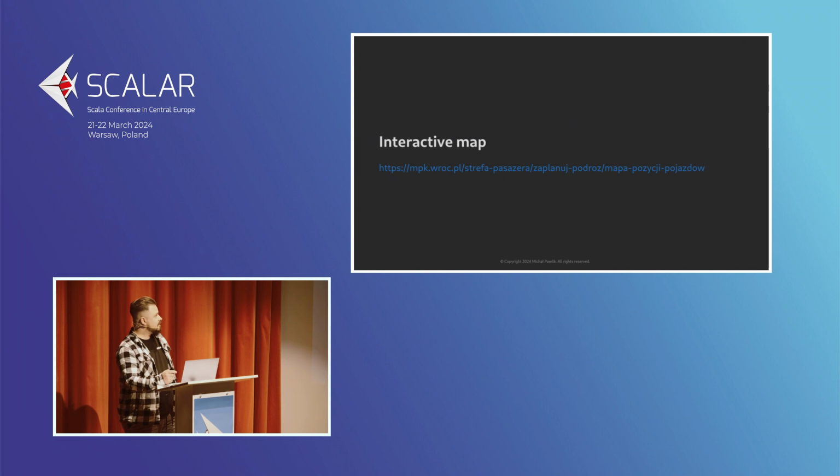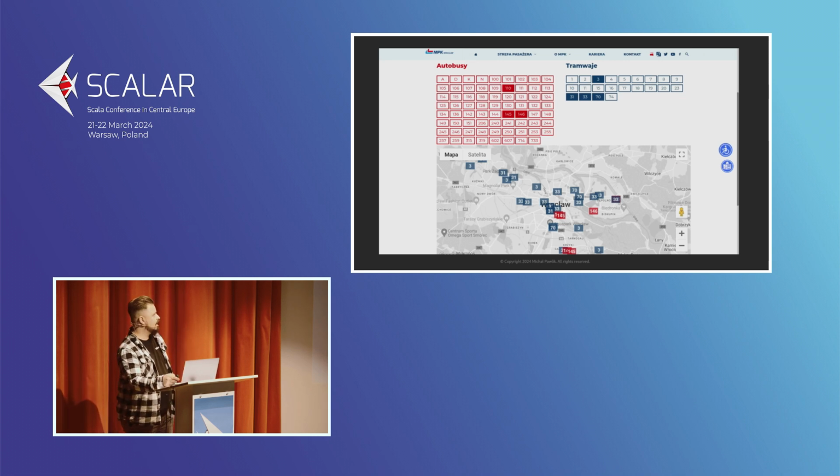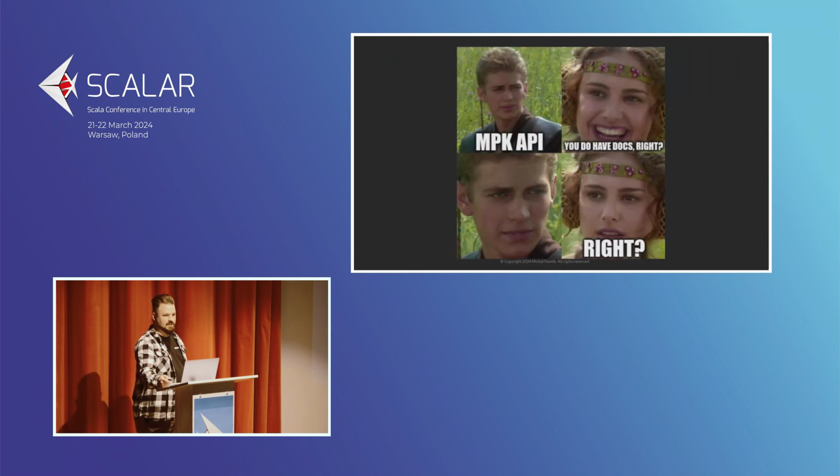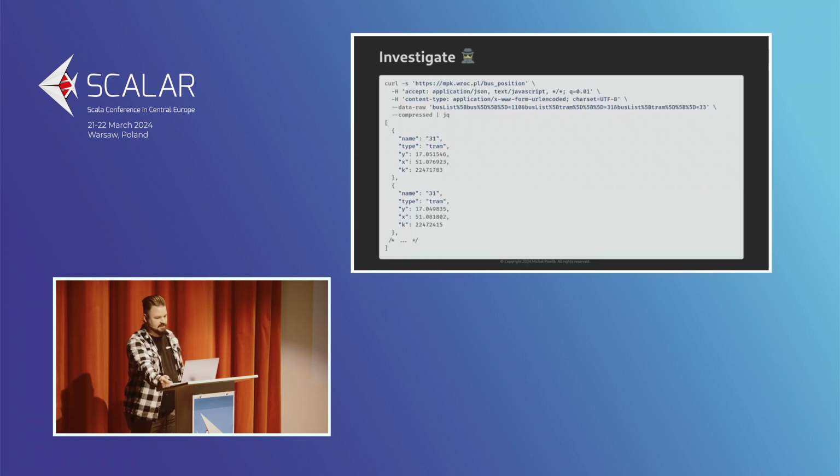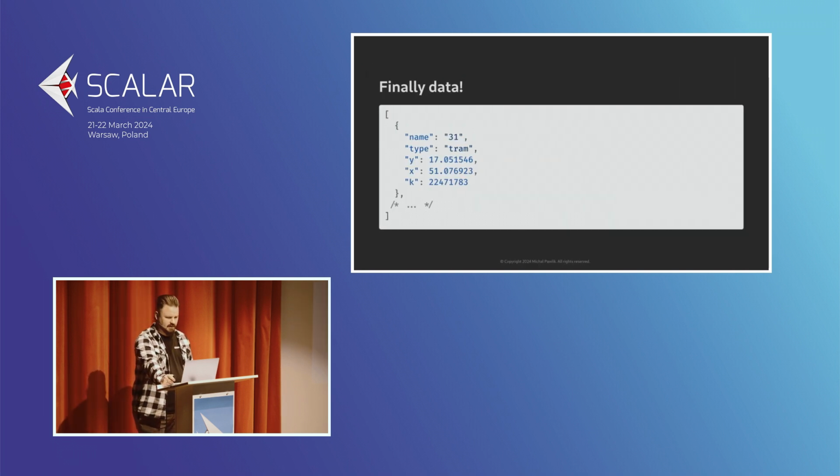Okay, so moving on to the first point. We have this interactive map that shows you the positions of public transportation, like buses and trams, and it looks like that. I figured they update it on the go, live. You can select a bus line or a tram line. So they should have an API for that, right? I figured they must have API documentation, right? Right? They didn't. So I had to go to the inspector and copy the request. This is a curl request that has a bunch of things that I need to send to receive the info. And voila, we have some data.